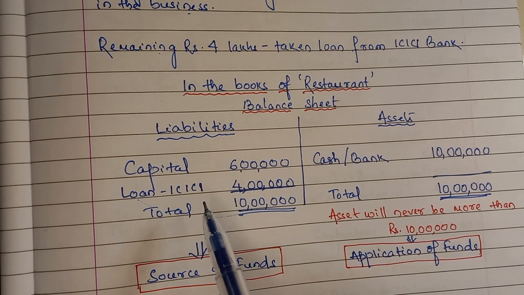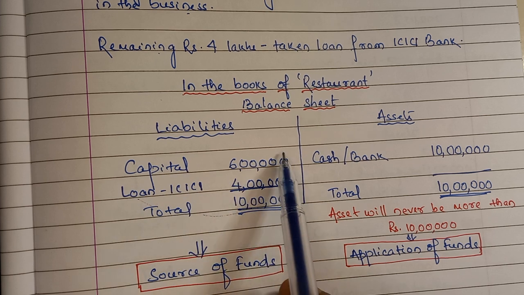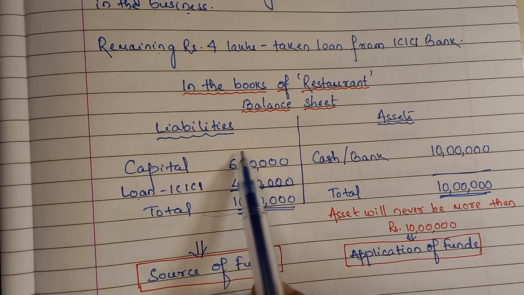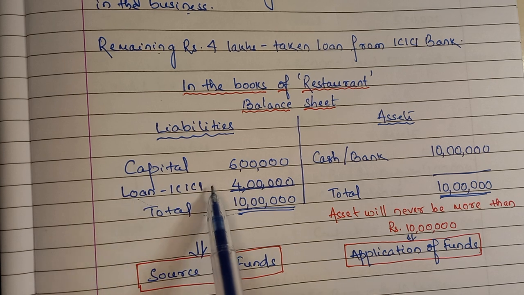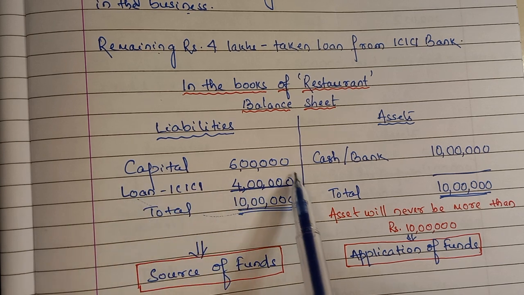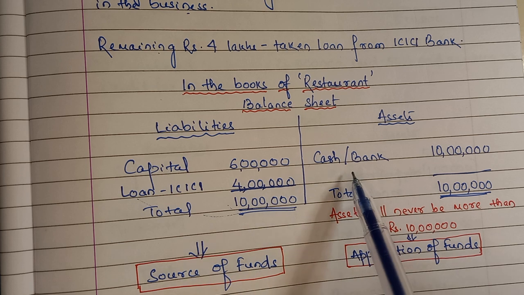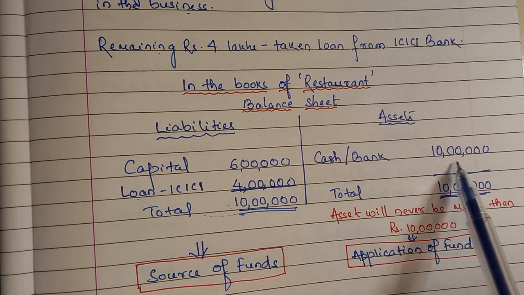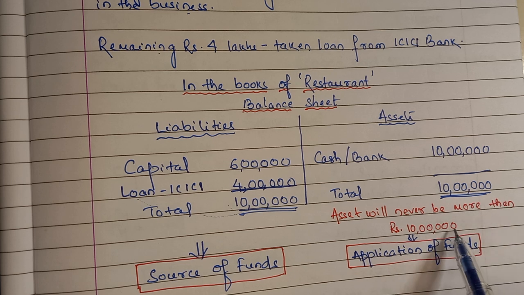So what has the business taken here? One is capital, 6 lakh rupees. This is what the owner, that means you, have invested in the business. And at the same time, a loan from ICICI Bank of 4 lakh is also borrowed by the business. So total liability is 10 lakh rupees. Now the business has received 10 lakh rupees, so the cash and bank balance is also 10 lakh rupees.